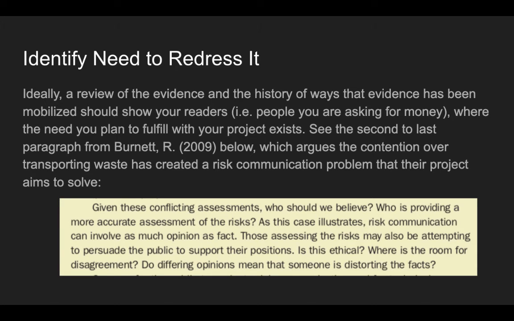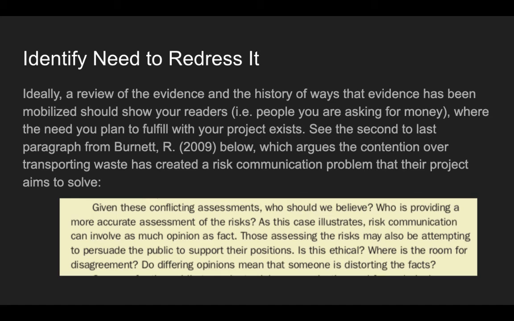So you're going to identify a need to redress it. Ideally, a review of the evidence and the history of the ways the evidence has been mobilized should show your readers, the people that you're asking for money, who you can anticipate are both specialists and non-specialists, that the need you plan to fulfill with your project exists. Okay, so look at the second to last paragraph from the Burnett example. That's going to argue the contention over transporting waste has created a risk communication problem that their project aims to solve. So, given these conflicting assessments, who should we believe?